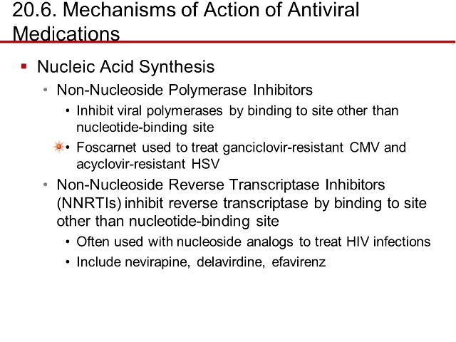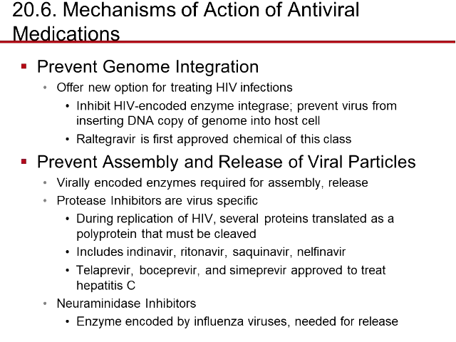Non-nucleoside reverse transcriptase inhibitors, or NNRTIs, inhibit the reverse transcriptase by binding a site other than the nucleoside binding site. They're often used with nucleoside analogs to treat HIV infections. They include nevirapine, delavirdine, and efavirenz, which are just different versions of that. Some drugs prevent genome integration, and they offer new options for treating HIV infections.